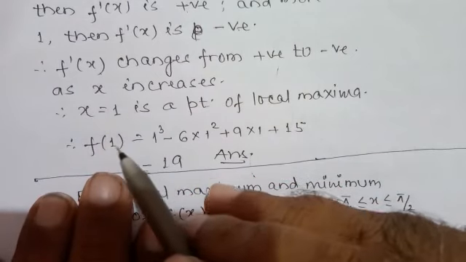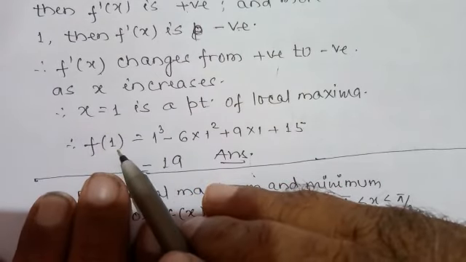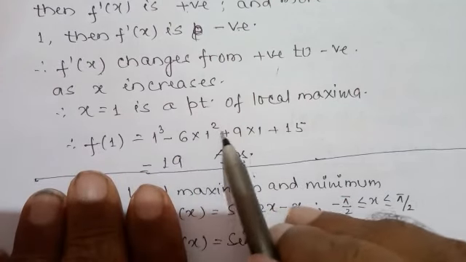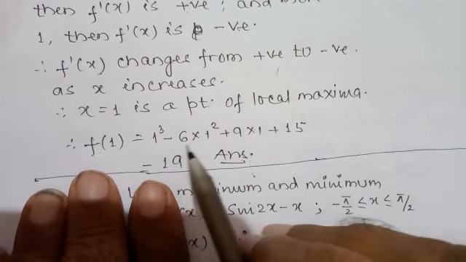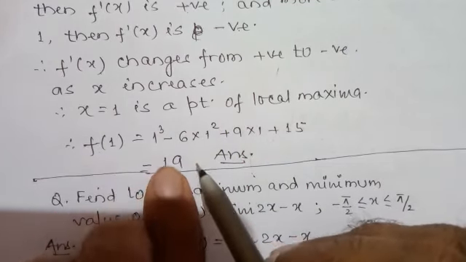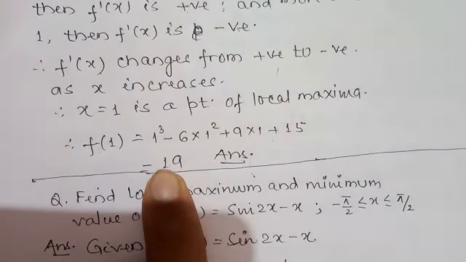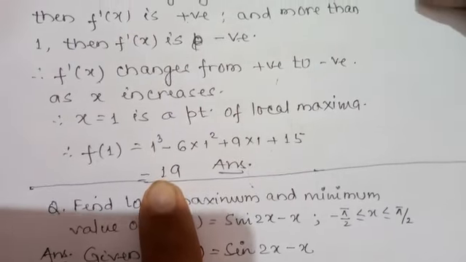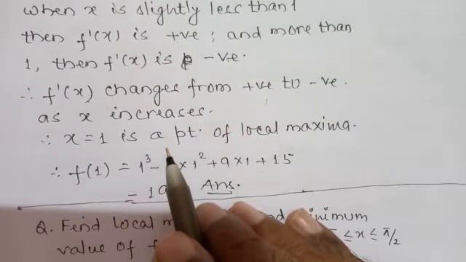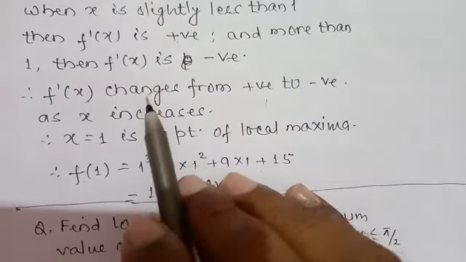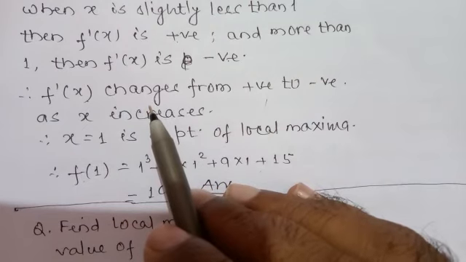So put the value x equal to 1 in the given function, and calculate its maximum value. Hence 1 minus 6 plus 9 plus 15, 19. Hence the maximum value is 19, and we have already calculated the minimum value. So children, in this way we calculate the maximum and minimum value.